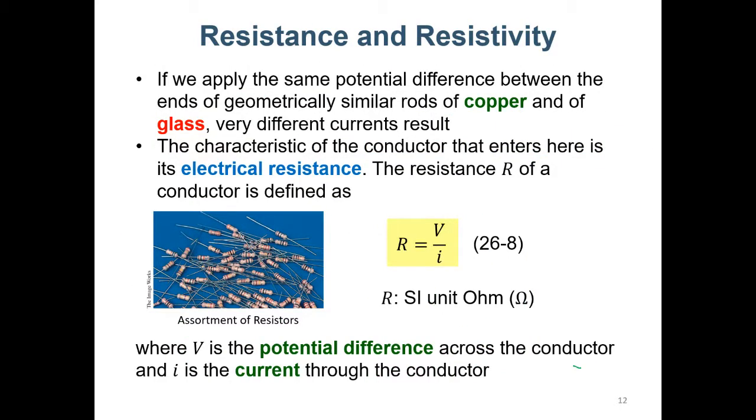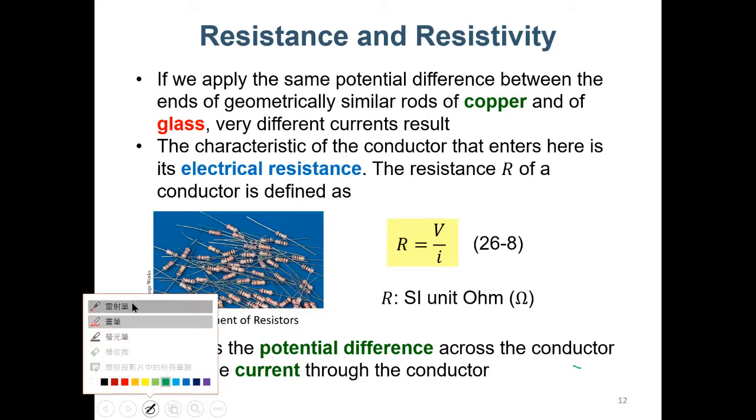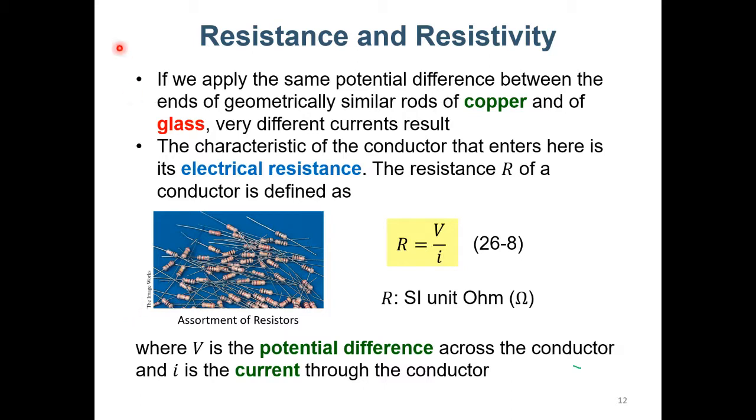So this part is about the resistance and resistivity. If we apply the same potential difference between the ends of geometrically similar rods of copper and of glass, very different currents result. The characteristic of the conductor that enters here is the electric resistance. The resistance R of a conductor is defined as R equals V over I, which is what you have learned in circuit analysis, Ohm's law, V equals IR.